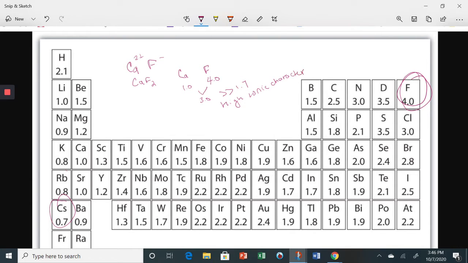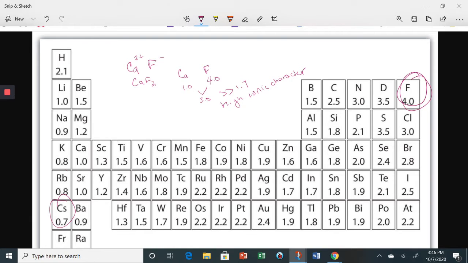What that means is that there's such a difference in electronegativity, you definitely will have that electron moving over to the fluorine. You will have a positive and negative charge, right? A cation and an anion. And that will make a crystal, because ionic makes a crystal.